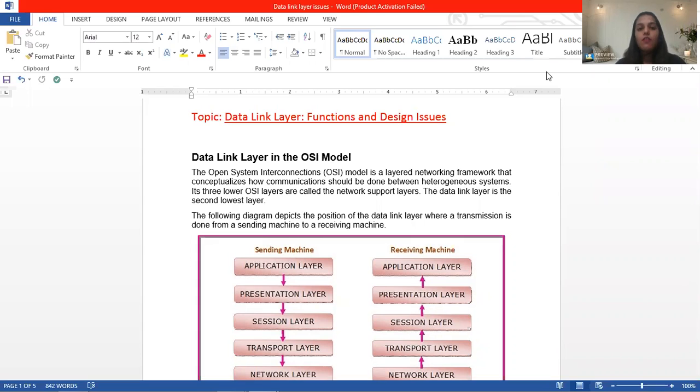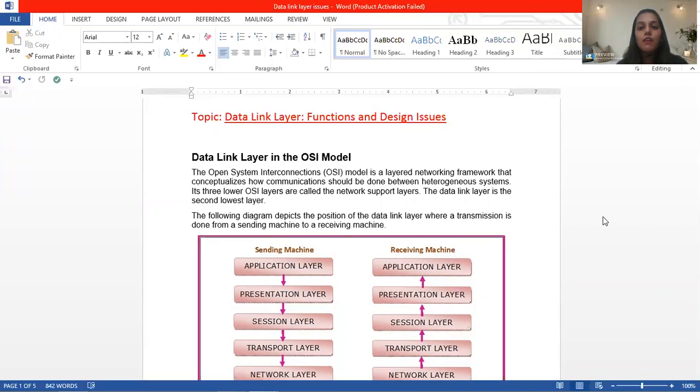So our today's topic is the data link layer of the OSI model. What are the functions of the data link layer, what are the design issues related to the data link layer, and where exactly the data link layer stands in the OSI model. All these topics are studied in this lecture. So the first is the data link layer in the OSI model.